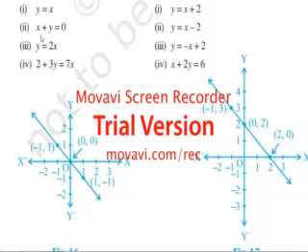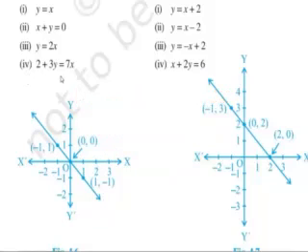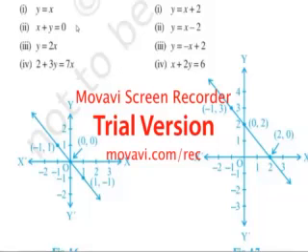And y is equal to 2x, of course only for 0 comma 0 is y equal to 2x satisfied, but for the other points it is not satisfied. And 2 plus 3y is equal to 7x, this is not satisfied by any of the points. So here x plus y is equal to 0 will be the solution, that is my answer also.